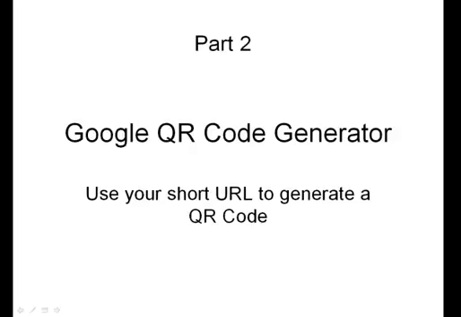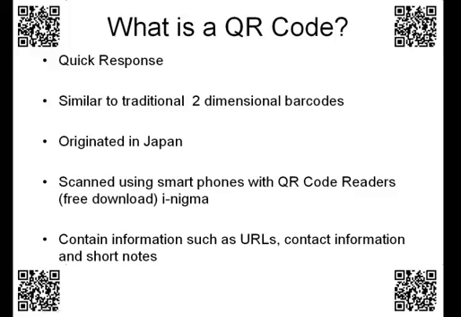Well, that brings us to part 2 of the presentation, Google QR code generator, using your short URL to generate a QR code. If you don't know, what is a QR code? QR stands for quick response, and the premise of a QR code was to provide users and customers with quick access to information. They're similar to traditional two-dimensional barcodes. QR codes originated in Japan, I believe around 1996, from what I've read. So they've been around for several years. We're just a little slow to adopt this in North America.